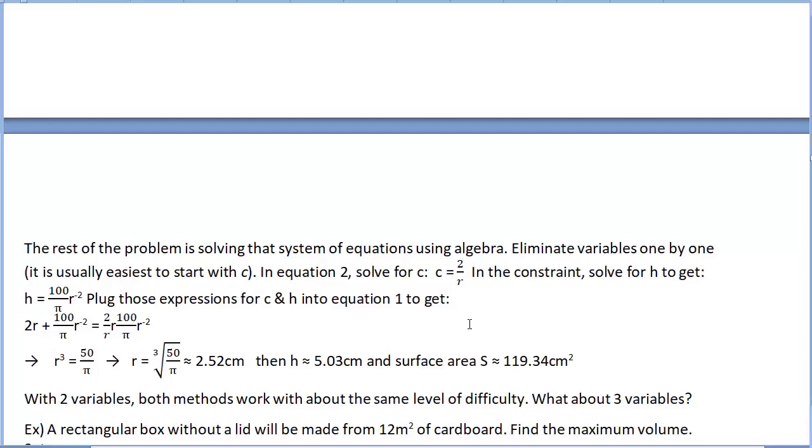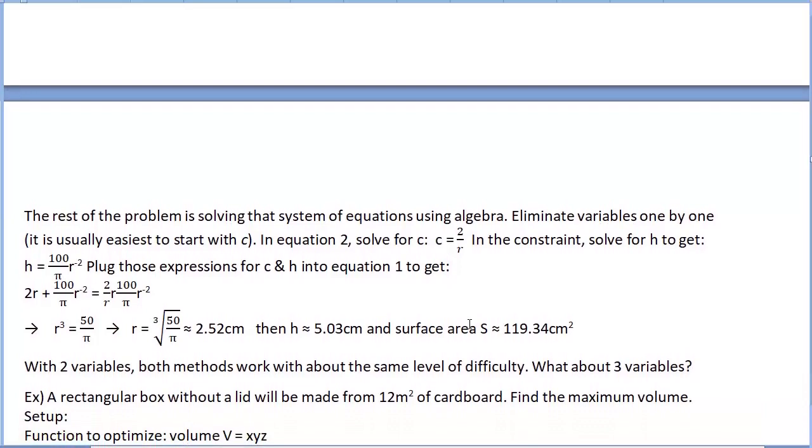So notice that what we're trying to maximize is the volume. We'll need a formula for the volume, and the constraint has to do with 12 square meters. That's the surface area. So we'll need a formula for the surface area. So first, the volume V is XYZ. You could also use length, width, height. You could also use LWH. I chose XYZ.